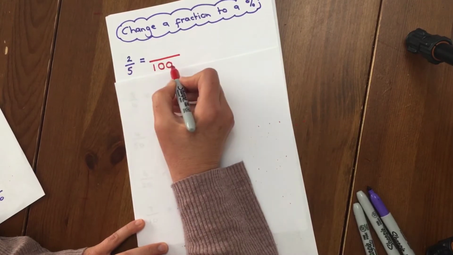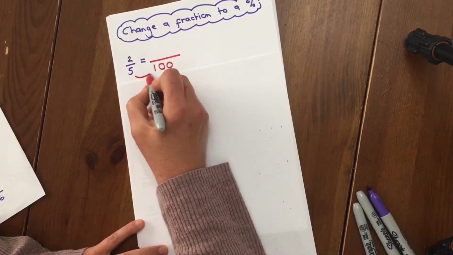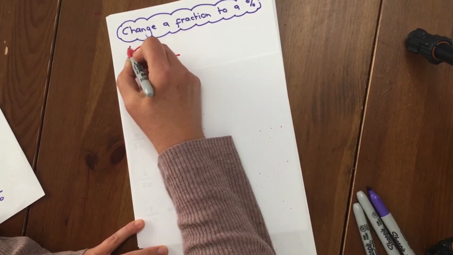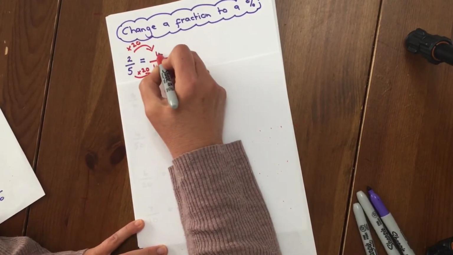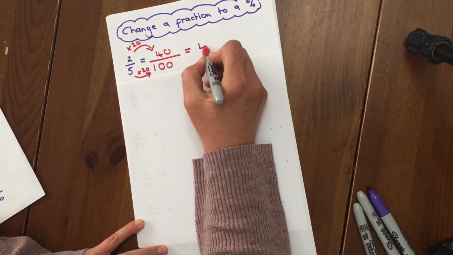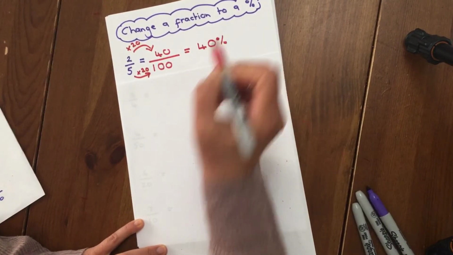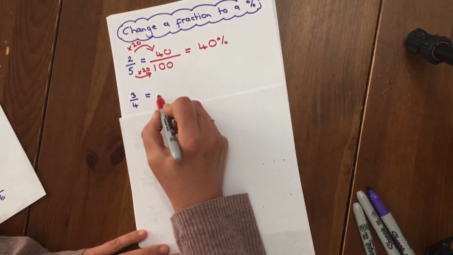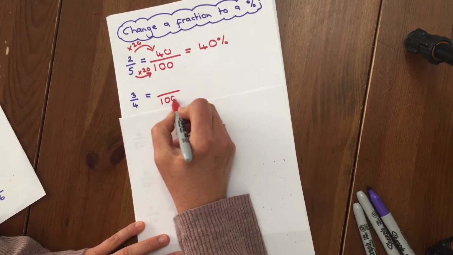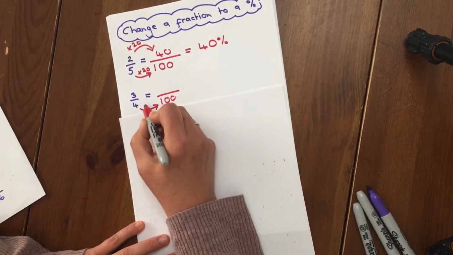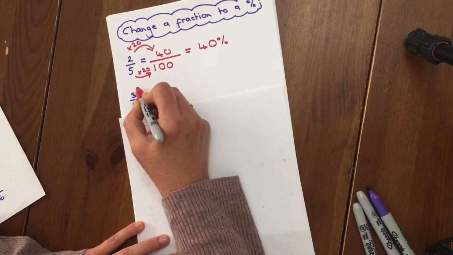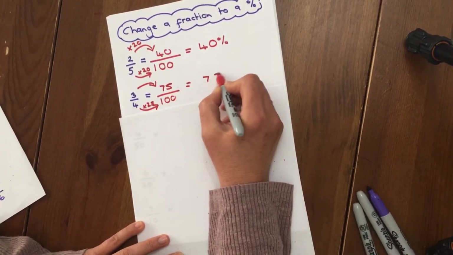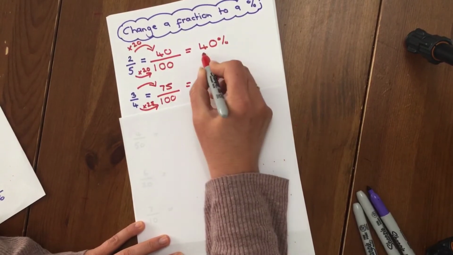So if I change my fraction to be out of 100, 5 times 20, so 2 times 20, I get 40 on the top. 40 out of 100 means 40%. Okay, so let's change it to be out of 100. I times the bottom by 25, I times the top by 25, so I get 75%.